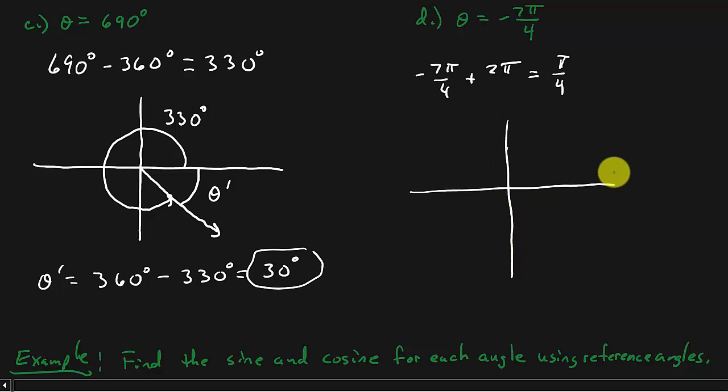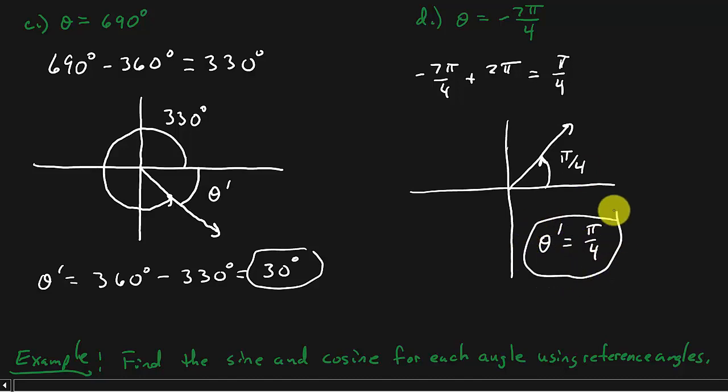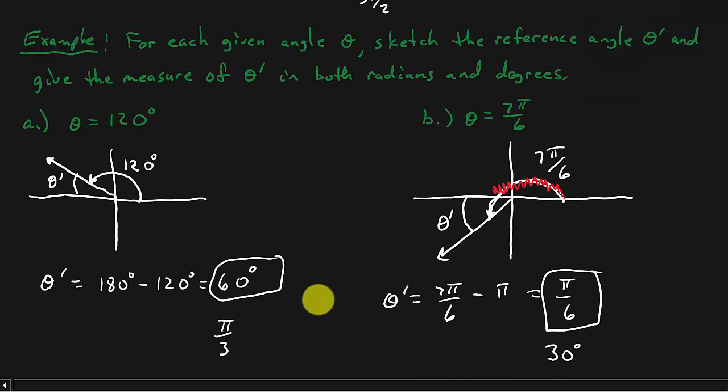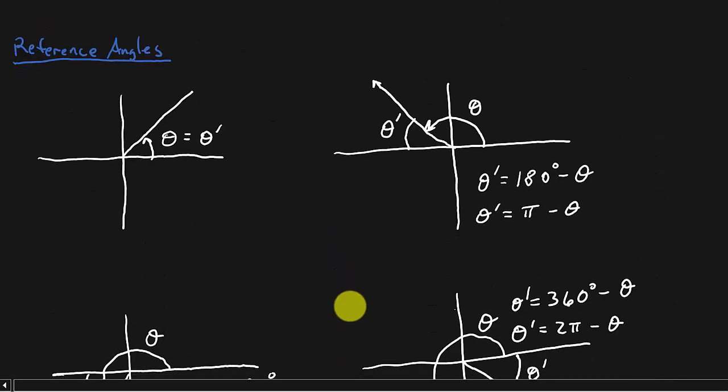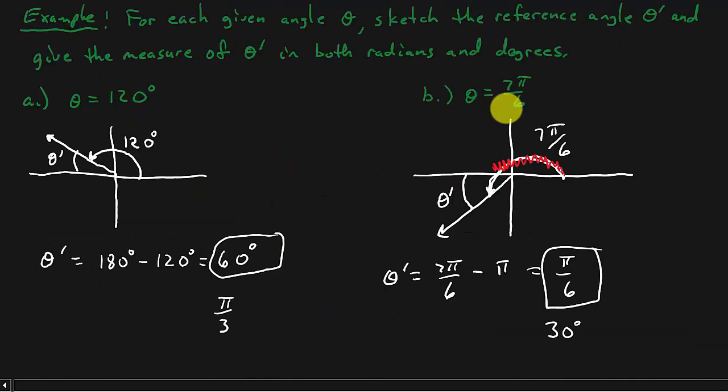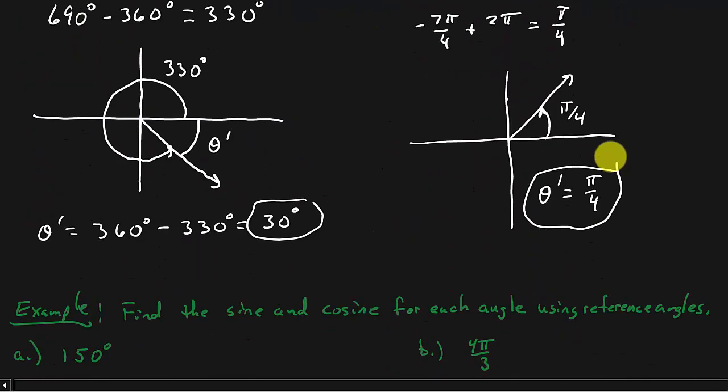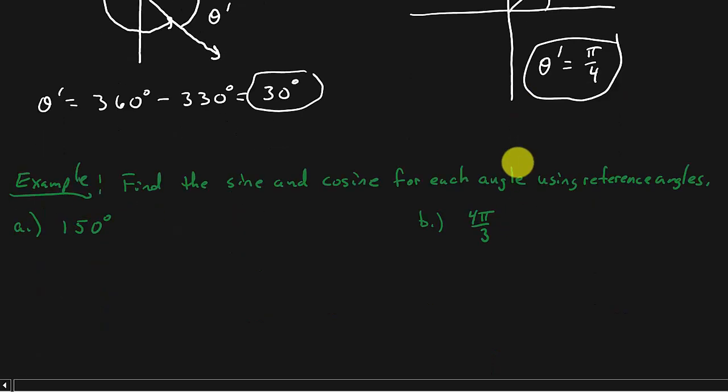So let's draw that. Well, pi over 4, that's in the first quadrant, isn't it? There's my angle. Well, guess what? That's also my reference angle. Remember, if theta is in the first quadrant, then that's also your reference angle. Theta is also your reference angle. That's from up here, this one right here. If theta's in the first, that's also your reference angle. Now, what's pi over 4 in degrees? That's right, that's 45 degrees.